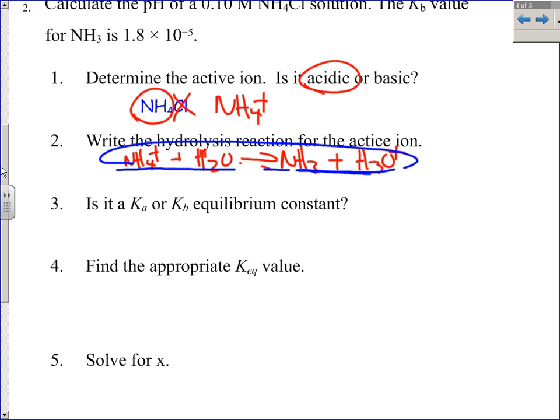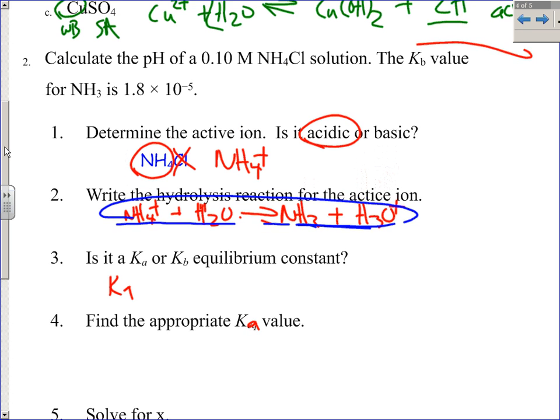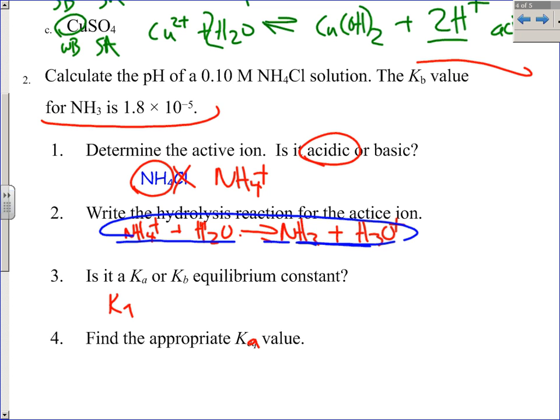Now, since this is an acid reaction, we know what we're talking about here is a Ka. So we're trying to find a Ka. Now, how do we find that appropriate K value, which in this case we know is Ka? Well, if you look at the very beginning of the problem, it says right here, the Kb for ammonia, and now you can see ammonia NH3 right there, was 1.8 times 10 to the negative fifth.